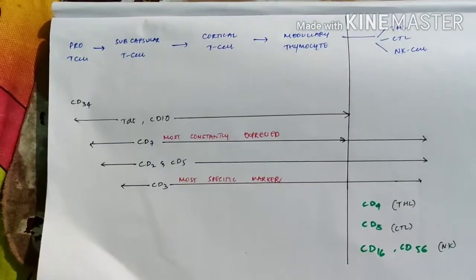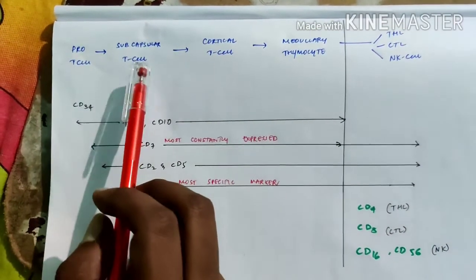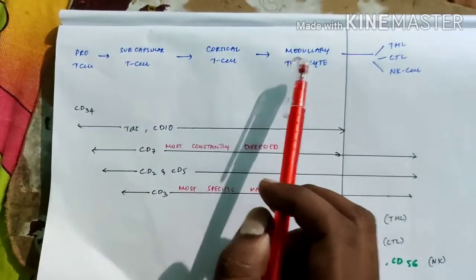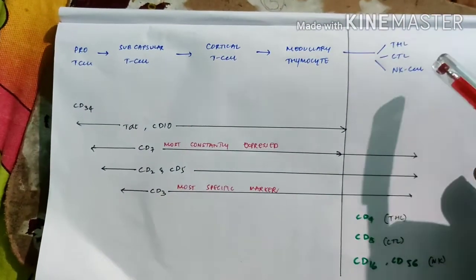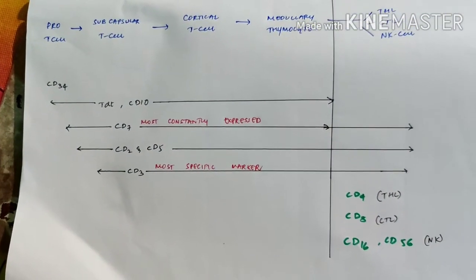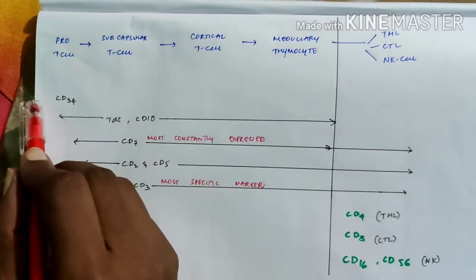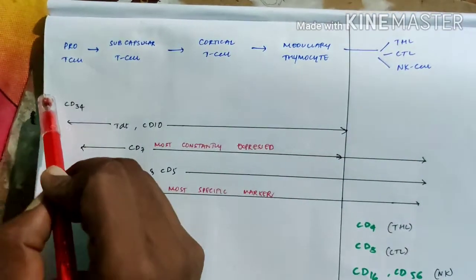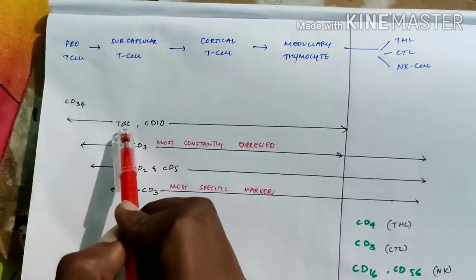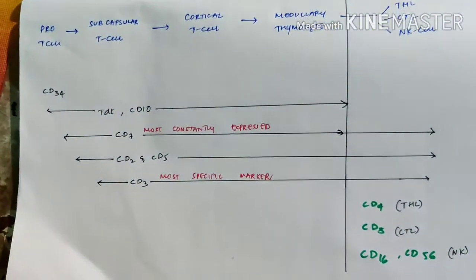Then here come the T cell markers: pro T cell, subcapsular T cell, cortical T cell, medullary thymocyte, T helper cell, cytotoxic cell, natural killer cell. You know all this, but in this you just remember the markers. That is sufficient. You know CD34 is a hematopoietic stem cell marker, so T cells also express it. CD10 and TDT are precursor cell markers, so T cells also express them.